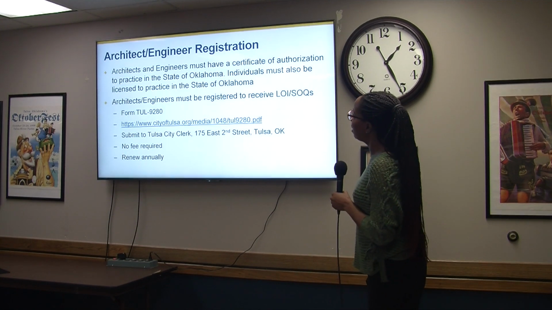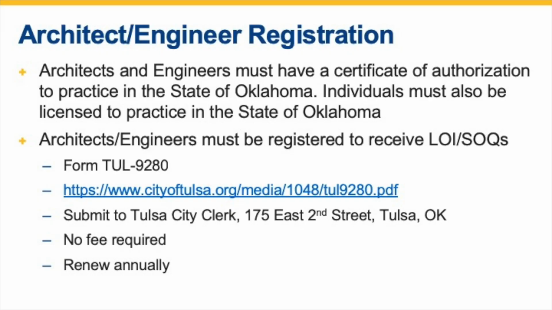So you must be authorized through a certificate of authorization to participate as an architect or engineer in the state of Oklahoma. You also must be licensed to practice in the state of Oklahoma. So how it works here is that you must register to receive the letter of interest and the statements of qualifications through the TUL 9280 form. That is the link where you can get that form.